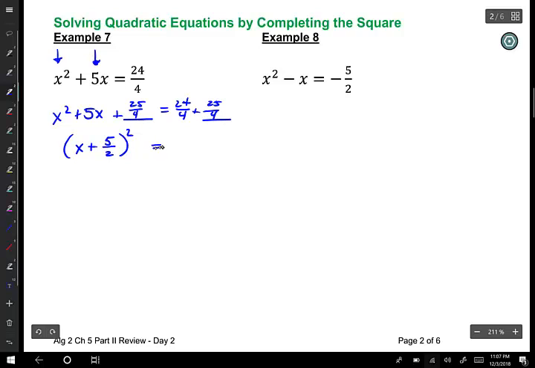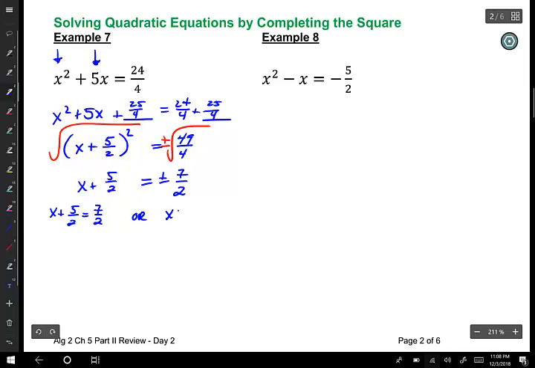So I add 25 fourths to both sides. Now 24 fourths plus 25 fourths is 49 fourths. I'm now going to take the square root of both sides, putting that plus or minus out front, giving me x plus 5 halves equals plus or minus 7 halves. So I have x plus 5 halves equals 7 halves, or x plus 5 halves equals negative 7 halves.